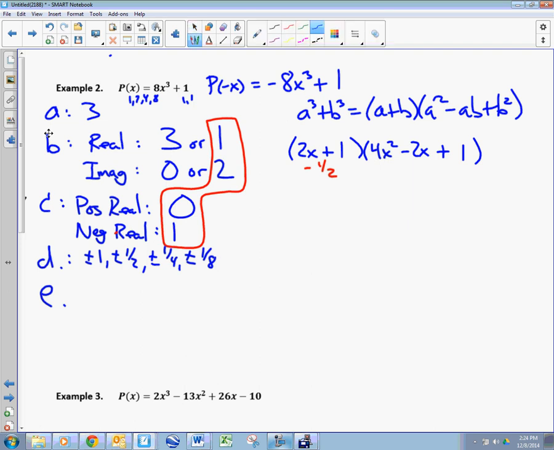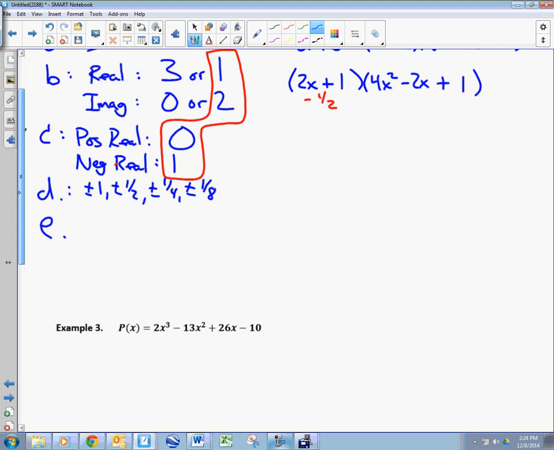4x squared minus 2x plus 1. Does it factor? No, so I have to use the quadratic formula. No groaning when you hear the quadratic formula. It's this long. Remember, the cubic formula is a page and a half. And the quartic is 4 pages.